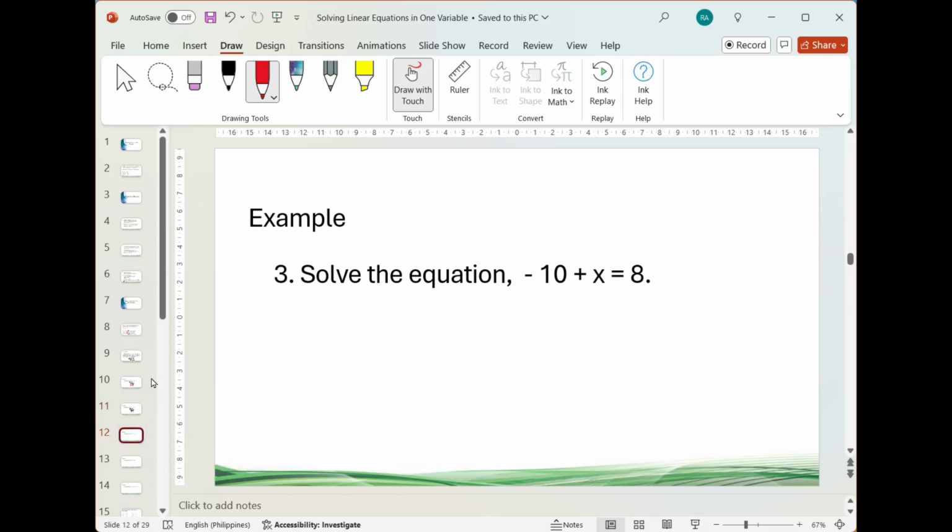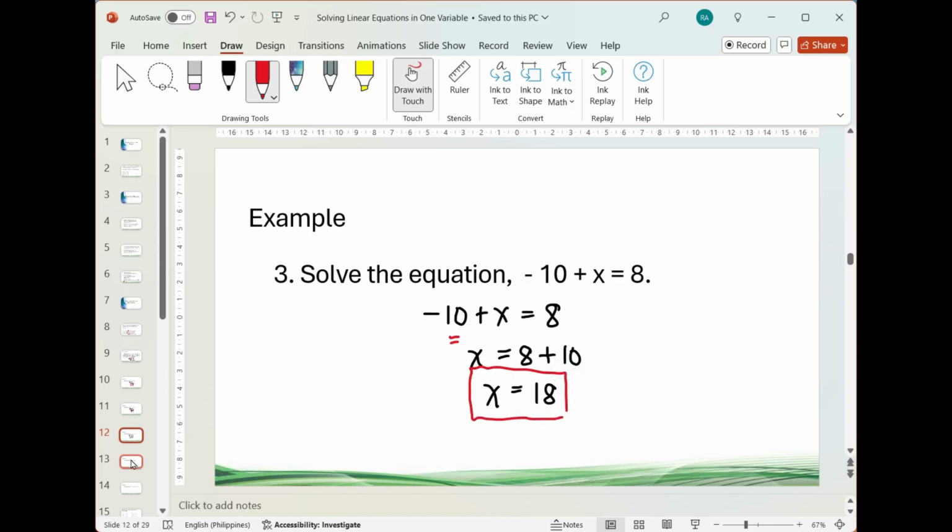Another example. Let us solve the equation. Sulat po natin given. Negative 10 plus x is equal to 8. So, dito, itatranspose natin si negative 10 doon sa right side of the equation. So, x is equal to 8. Kinopya lang natin. So, when we transpose negative 10, magiging positive 10 na po siya. Okay? So, simplifying the right side, x equals 8 plus 10, that is equal to 18. Therefore, 18 is the root or the solution of this linear equation.